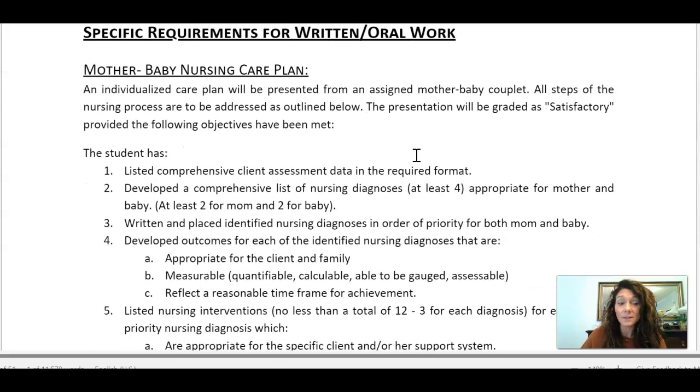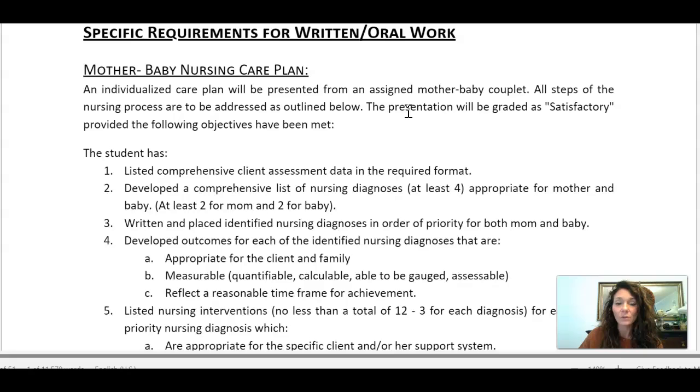Okay, so these are the specific requirements for written or oral work in this class. For your mother-baby nursing care plan, you are going to write out this care plan, and it is also linked as a separate document on the Moodle site. You can print it from there. It is very long, but don't let that discourage you. It has a little bit different information than what a normal care plan would have, a little additional information, because we're taking care of a different population of people that require different types of assessments.